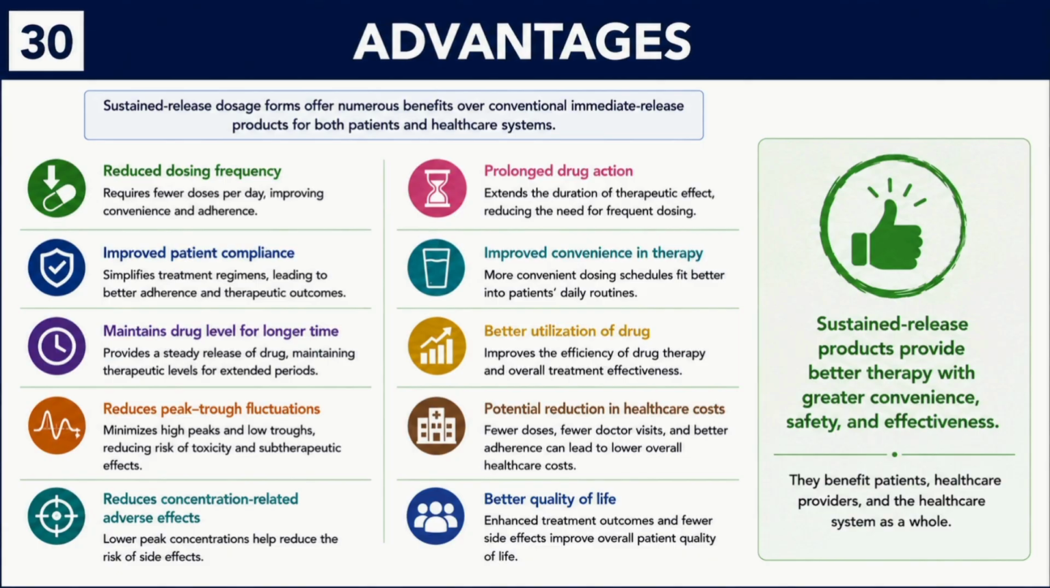In order to maintain the drug concentration for a longer period of time, reduced peak to trough fluctuations can be designed. Okay, so it potentially reduces the concentration related adverse effects also, and improves convenience and provides prolonged therapeutic action here. These benefits are particularly valuable in chronic diseases where long-term medication is required.